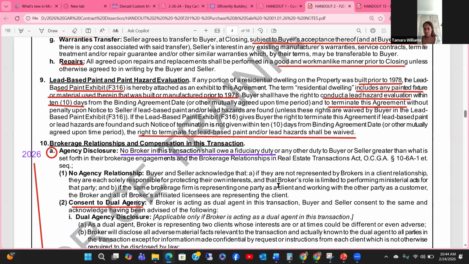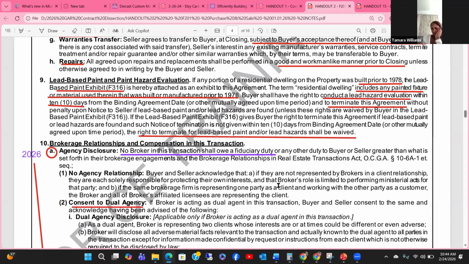Lead-based paint, you guys know prior to 78, you need the lead-based paint exhibit GAR F316, including anything like an antique mantelpiece, reclaimed barnwood, things like that, or you would need the lead-based paint disclosure. Buyer has the right, separate from due diligence or any other time frames, to do a 10-day assessment of lead in the paint and terminate on that, get their earnest money back.